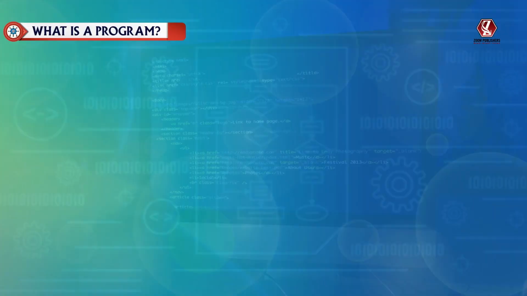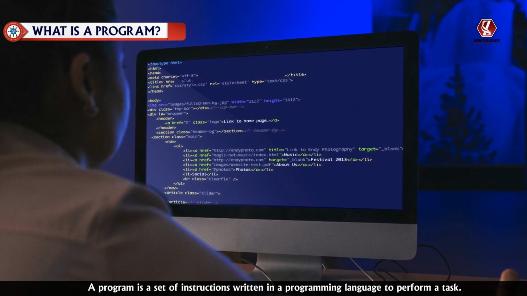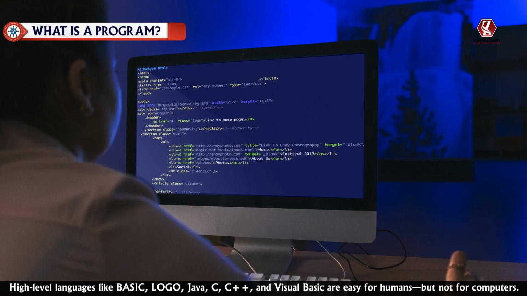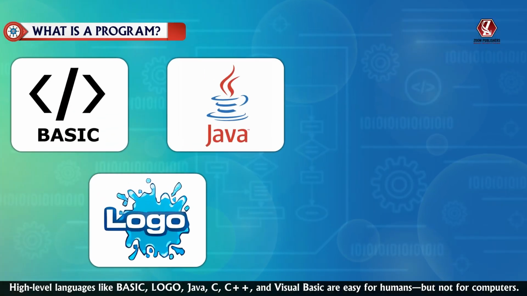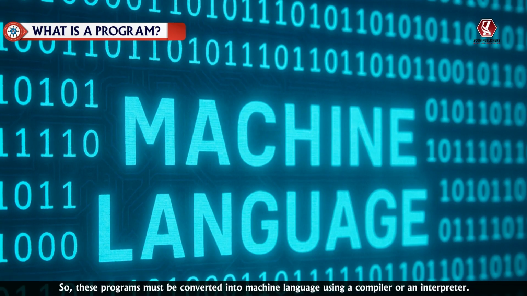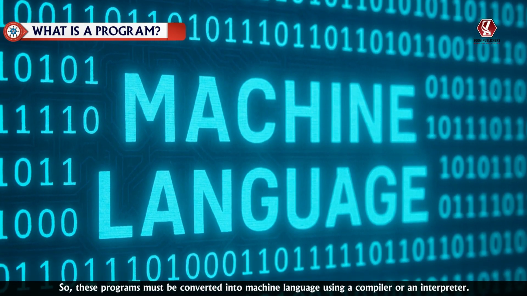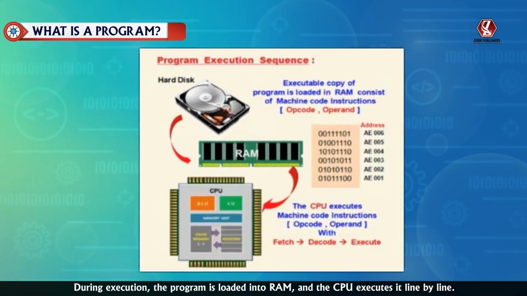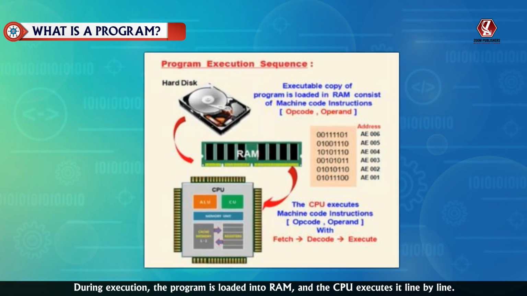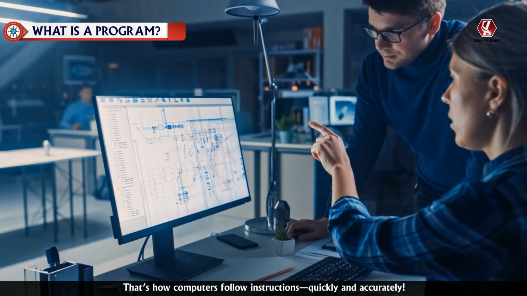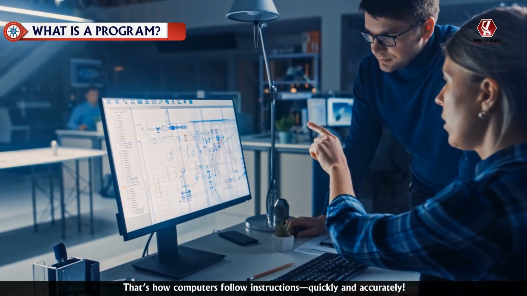What is a program? A program is a set of instructions written in a programming language to perform a task. High-level languages like BASIC, Logo, Java, C, C++, and Visual Basic are easy for humans, but not for computers. So these programs must be converted into machine language using a compiler or an interpreter. During execution, the program is loaded into RAM, and the CPU executes it line by line. That's how computers follow instructions, quickly and accurately.